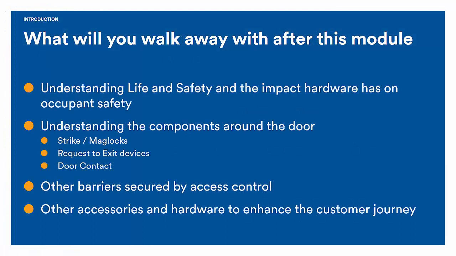So what will you walk away with after today's module? Today you're going to walk away with a comprehensive understanding of life and safety and the impact that it has on door hardware and occupant safety. We're then going to walk through understanding the components around the door, like the type of lock we're using, the request exit devices, door contacts, and so on. We'll then walk through some other barriers used or secured by access control, and then end off with other accessories or hardware to enhance your customer's journey, to enhance your customer's entrance into their access control system.